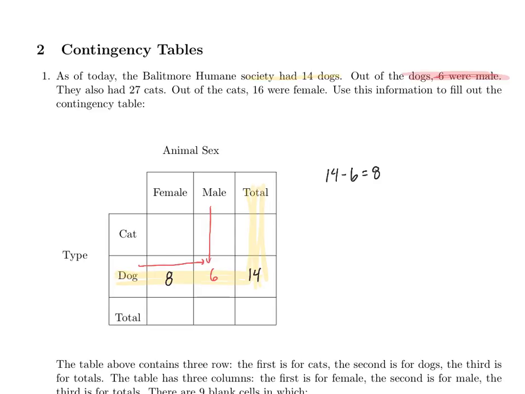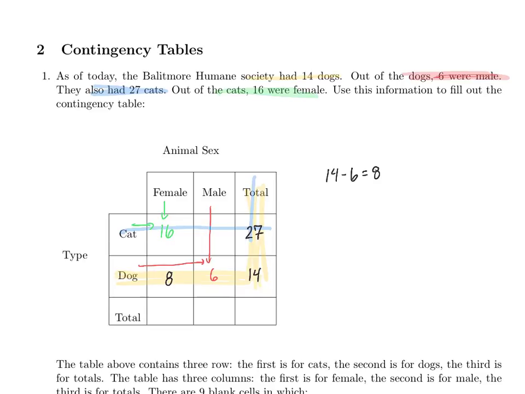Going on to the next sentence then, I can see that we have 27 cats. This is the total number of cats. So I'm going to go ahead and do cats and total. I will then put 27 there, about total 27 cats. Out of the cats, 16 were female. So coming over here, cats and female, there are 16 of them.